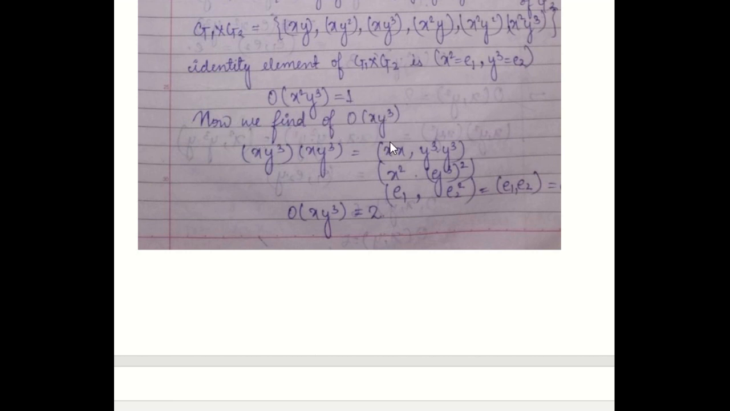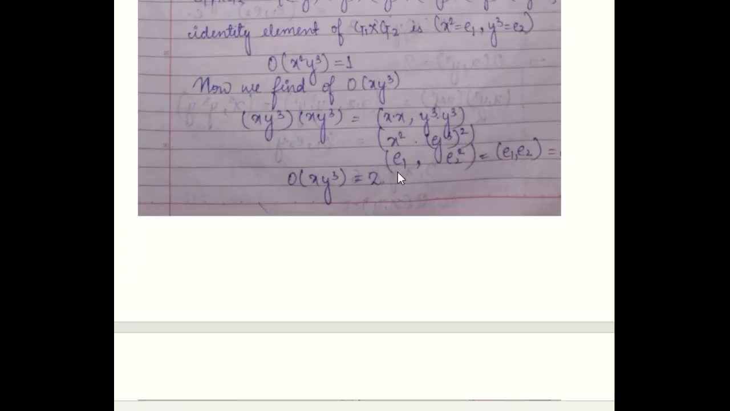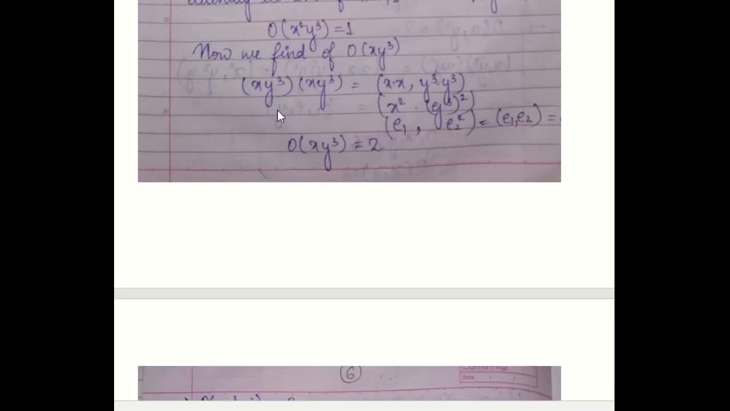Now we have to find the order of the remaining elements of this group G1 cross G2. So first we are going to find the order of X Y cube. For order, we multiply X Y cube by itself, and we see that by multiplying, this will be equal to X squared, Y cube whole squared. So you can say that this X squared is equal to E1 and Y cube is equal to E2. So this will be equal to E1, E2, which is equal to E. So the order of X Y cube is 2.